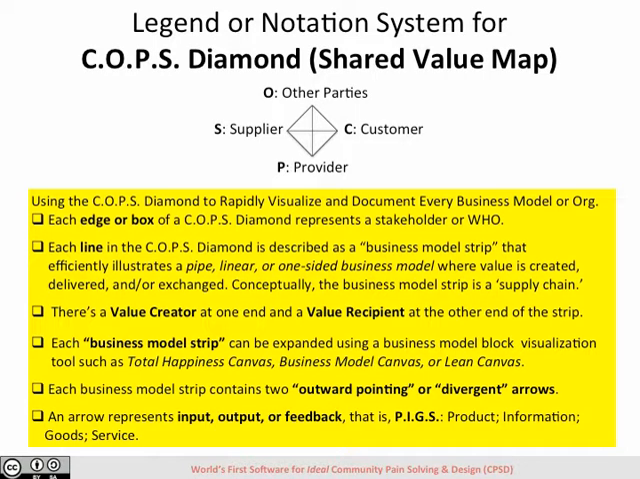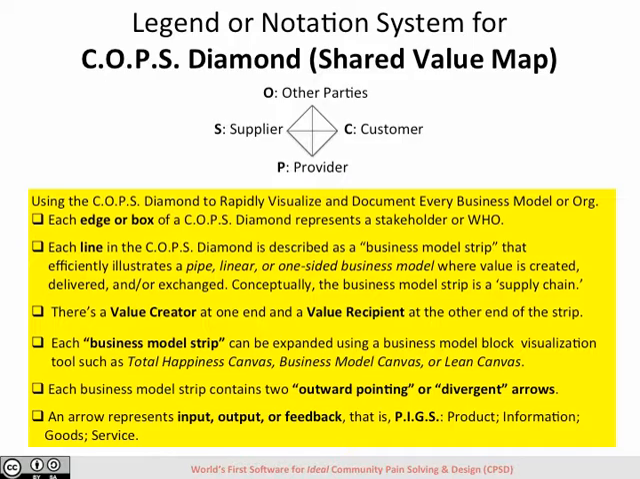This is just a summary of the notation system of the C.O.P.S diamond or shared value map. To summarize, you have 4 categories of stakeholders: C for customers, O for other parties, P for provider, and S for suppliers. This is the general form of the C.O.P.S diamond. So there are 4 categories of stakeholders, and at each edge there is a stakeholder or who. And each line in the C.O.P.S diamond is described as a business model strip. Then at one end of the business model strip, you have got a value creator, and at the other end, you have got a value recipient.